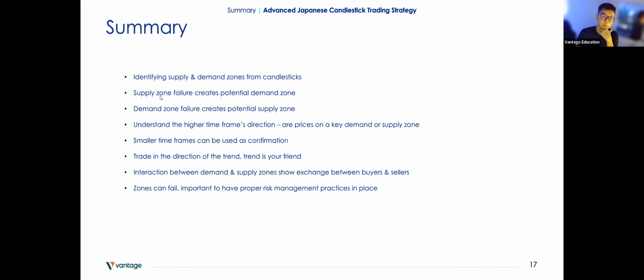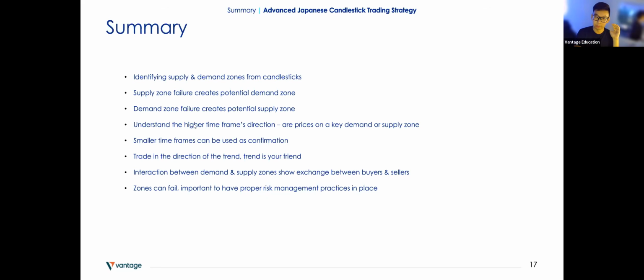Okay, so supply zones don't always mean sell, and demand zones don't always mean buy. But what it suggests is that if your supply zone fails to hold that resistance, or the demand zone fails to hold that support, it will actually create the opposite zone. And it gives you an opportunity to re-enter in the opposite direction.